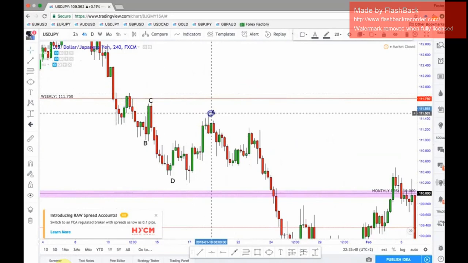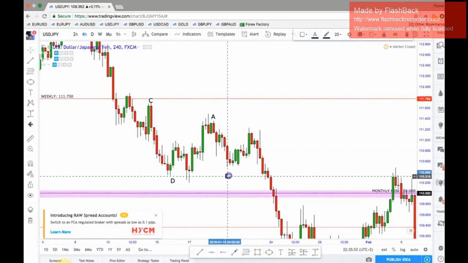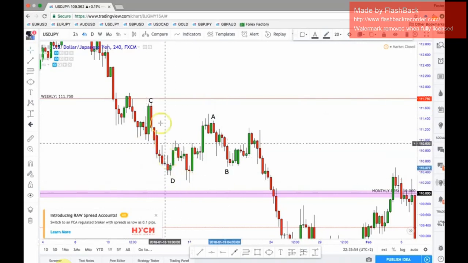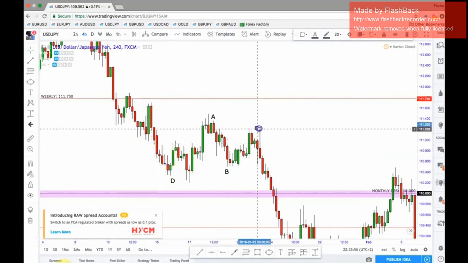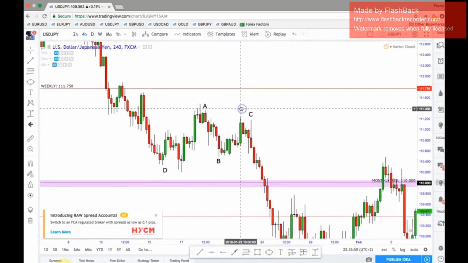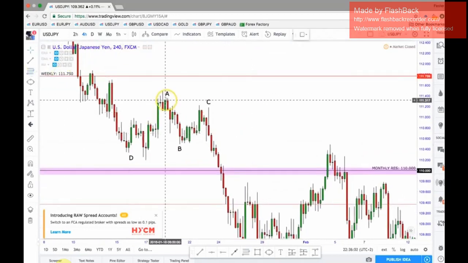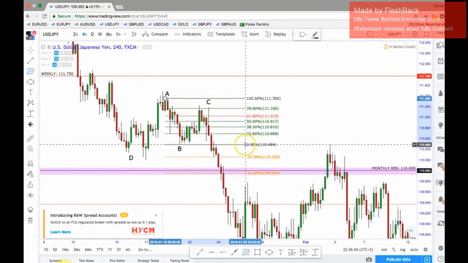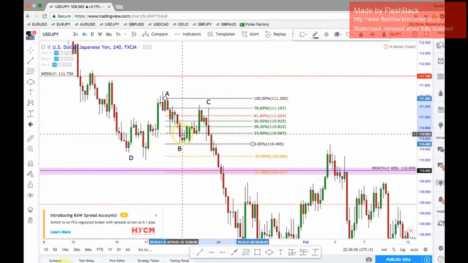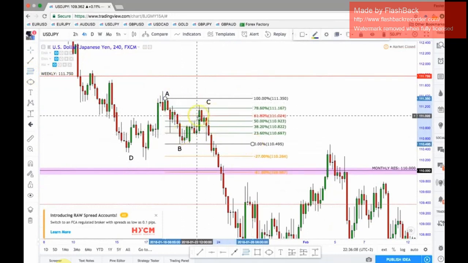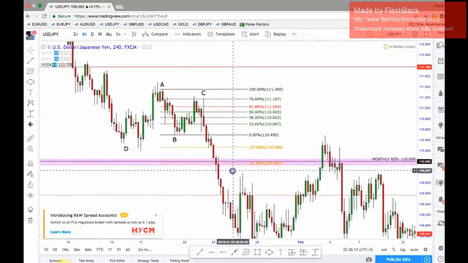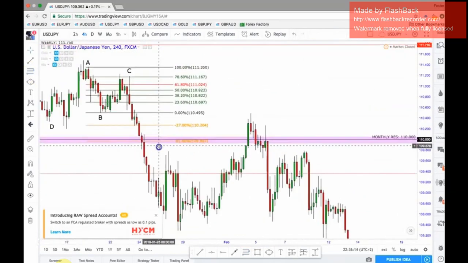So A to B to C. Let's see how this one played out. So now we take it from the top of this candle, place it at the bottom of the bearish candle. We then had a 78.6 rejection, and I mean targets were totally smashed here, totally.